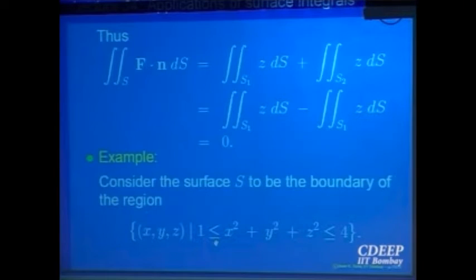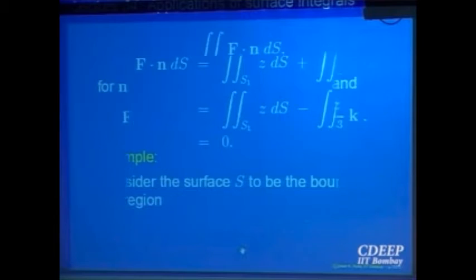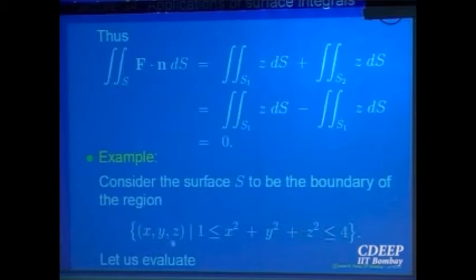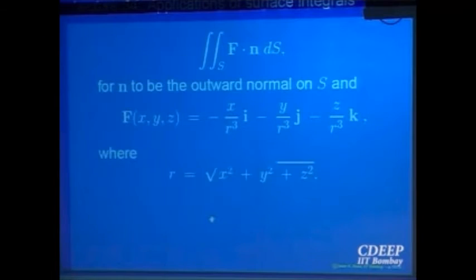Let us do one more example so that this idea is clear. We want to evaluate the integral of f dot n, okay, where the surface is the boundary of the region x square plus y square plus z square between 1 and 4. That is the annulus region, the annulus portion I am looking at, okay. So for the annulus portion, what will be the normal we will be looking at?